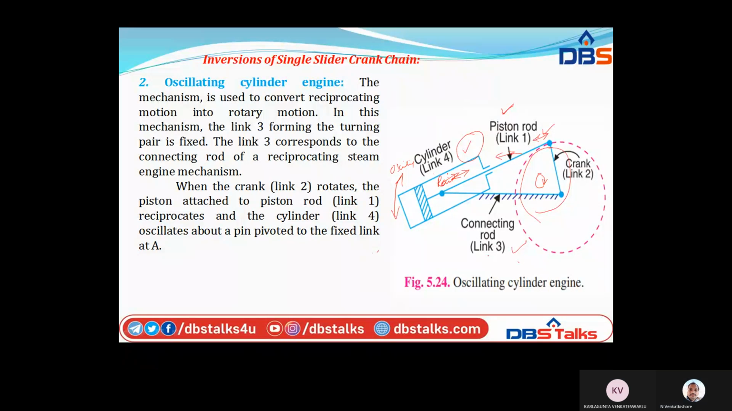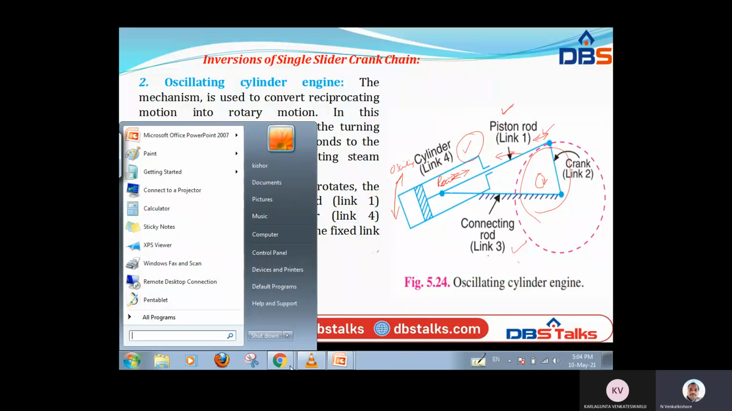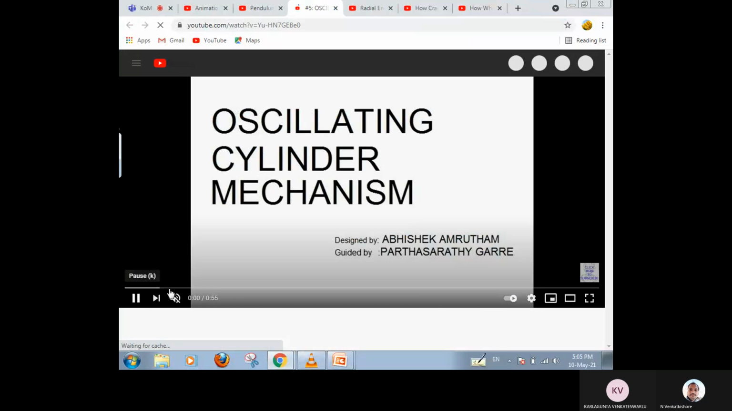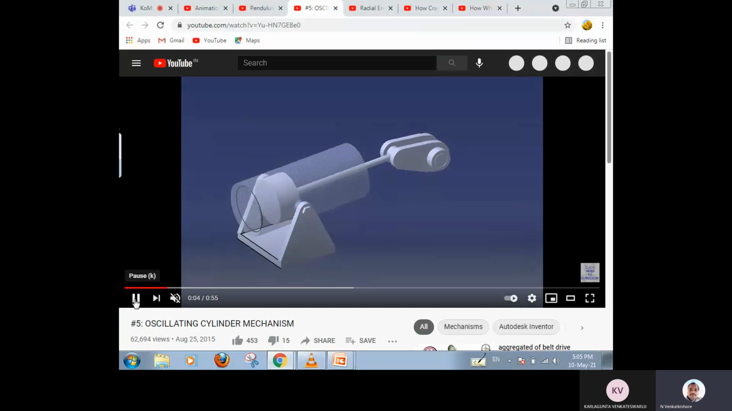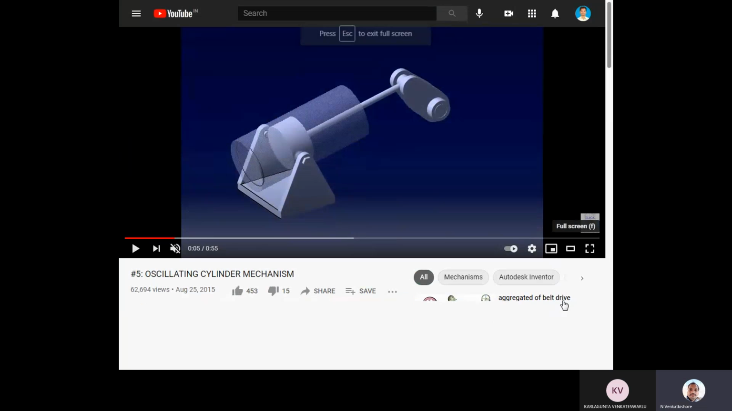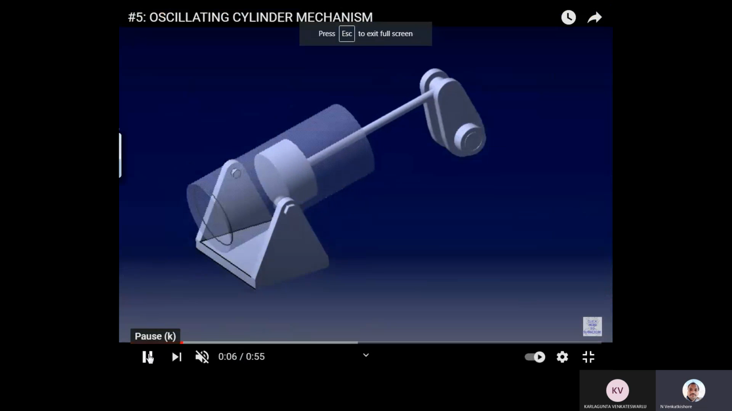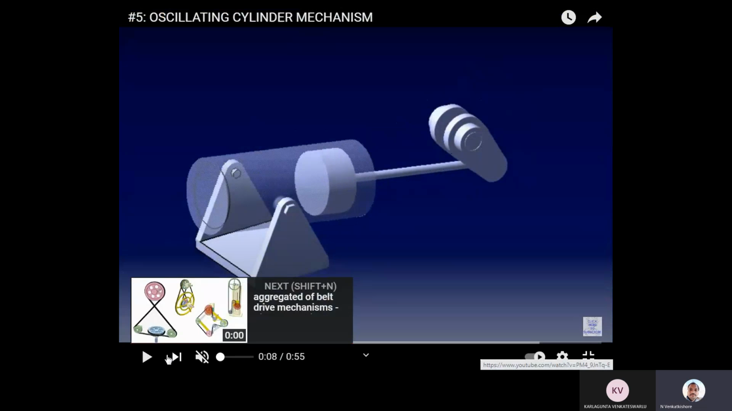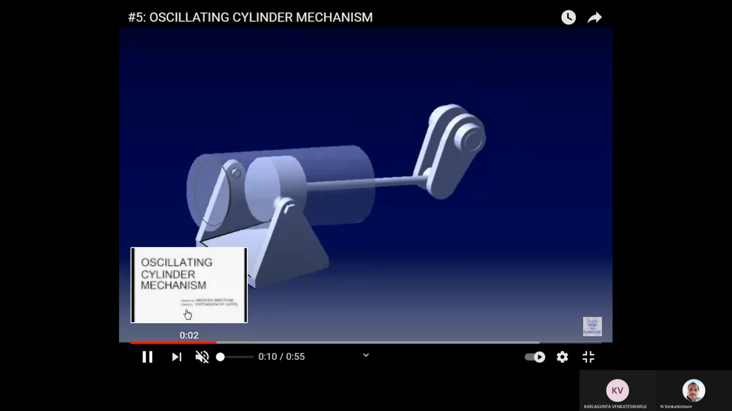So this is the condition, and this is how the animation will be. See, this is the crank, and this is the fixed one. The piston rod is reciprocating, but the cylinder is oscillating.